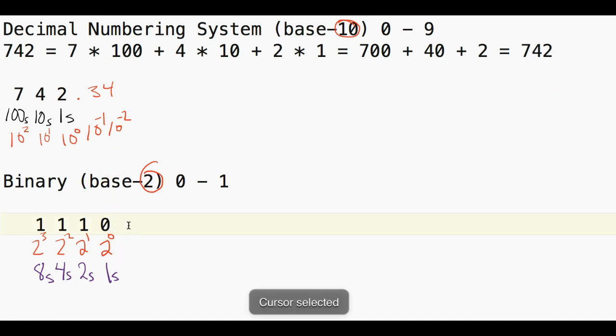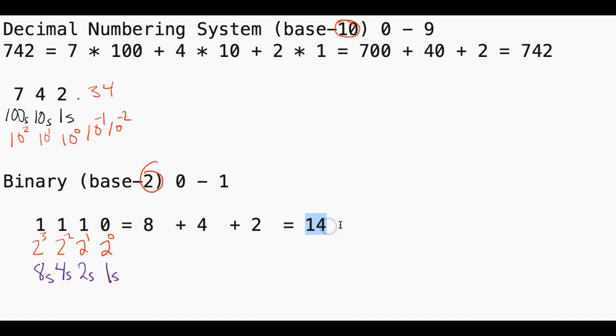So if we were to write this out in decimal, we have 1 eight, so I'll write an 8, plus we have 1 four, plus we have a 2, but we have no 1's. So 8 plus 4 plus 2 is 14. So 1110 in binary is 14 in decimal.